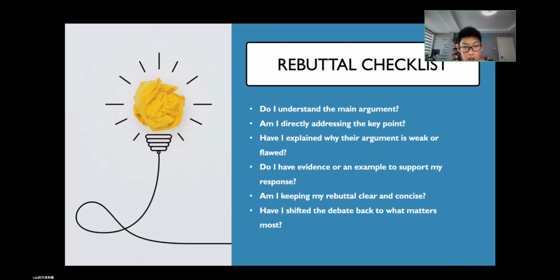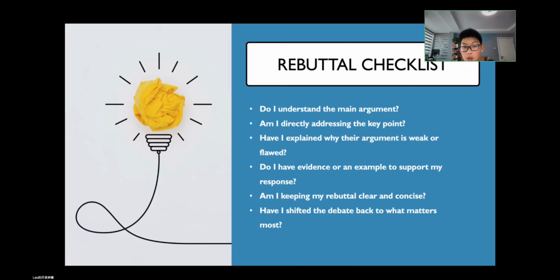Have I explained why the argument is weak or flawed? Without a clear explanation or response to the argument, your rebuttal does not matter to the debate because you don't even say why they're wrong. Do I have evidence or an example to support my response? So that's a clear explanation. Without evidence or example or practical reasoning, your response doesn't stand because there's nothing to back it up. Just "this is wrong because blah blah blah." There's nothing else. Am I keeping my rebuttals clear and concise?